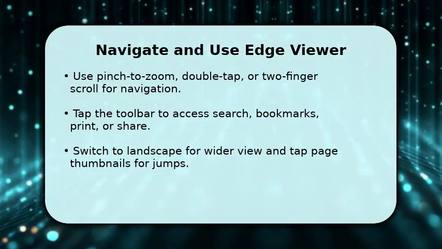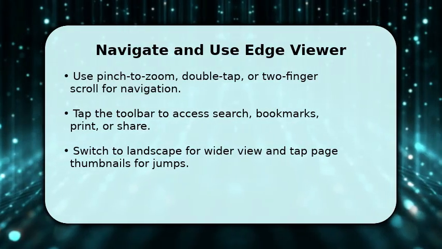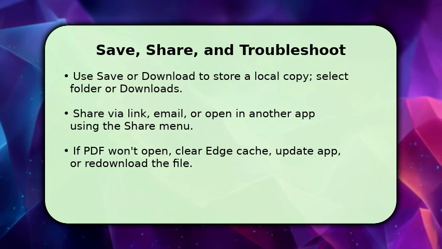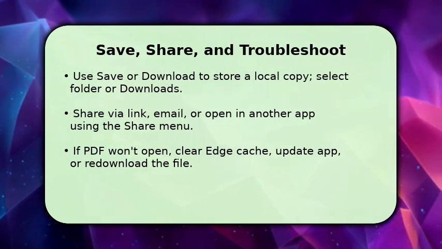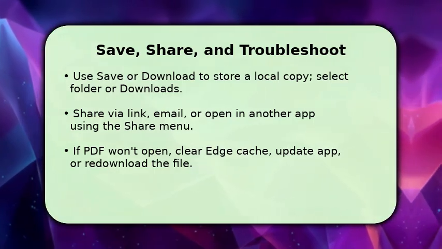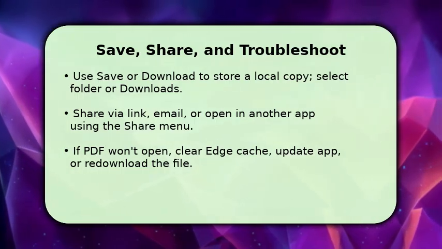Make sure to allow Edge to download or cache for offline access if you plan to read without internet. Finish by saving or sharing. Tap the Save or Download icon to keep a local copy in Downloads or a chosen folder, then use Share to send the file or open it in another app. If you need annotations, choose Annotate or Add Notes from the toolbar.